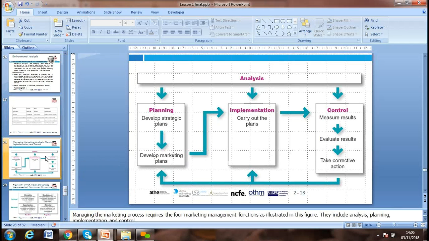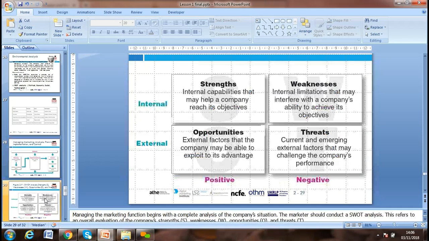So next, when we make the marketing plan, we develop the strategic plan, which means a long-term plan, and develop the marketing plan that will help to achieve the overall plan of the organization. Implementation: carry out the plans. Control: measure your results and evaluate. So always ask for customer feedback, get any corrective input, and involve them in your decision making. That will help. Next, we look at the SWOT analysis.